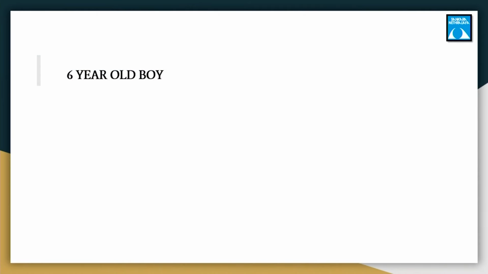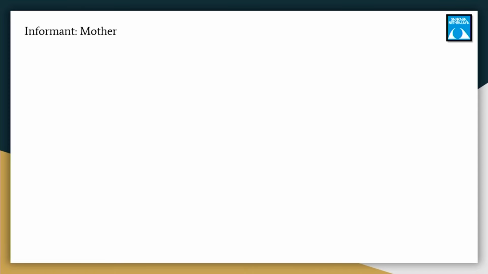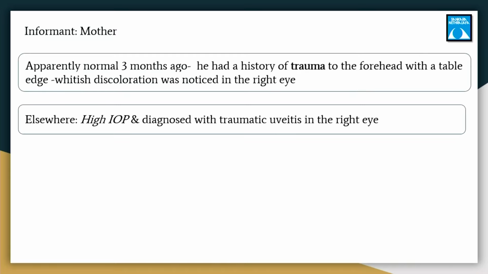So here is a 6-year-old boy who presented with complaints of his parents noticing a whitish discoloration in the right eye. Informant was mother. He was apparently normal 3 months ago, after which he had a history of trauma to the forehead with a table edge, after which the parents noticed the whitish discoloration. Elsewhere, he was diagnosed with... We stop at this point.